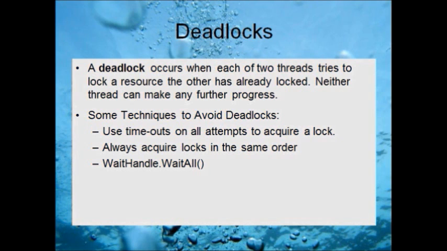Deadlocks. A deadlock occurs when each of two threads tries to lock a resource the other has already locked. Neither thread can make any further progress. Some techniques to avoid deadlocks: use timeouts on all attempts to acquire locks. Always acquire locks in the same order. The WaitHandle.WaitAll method should be called.